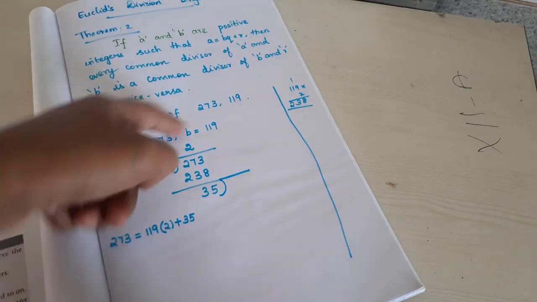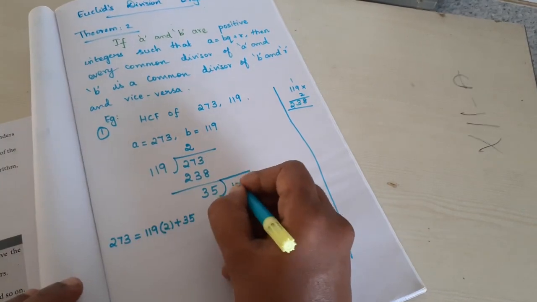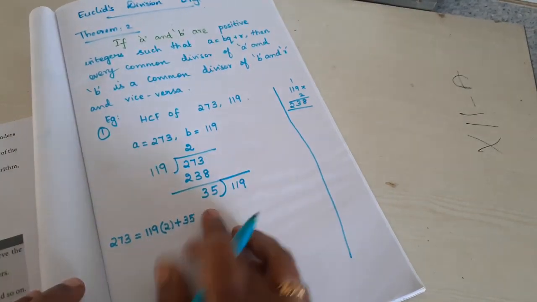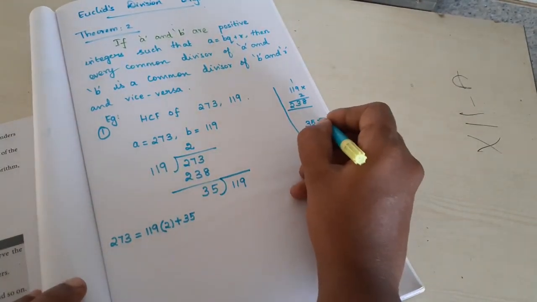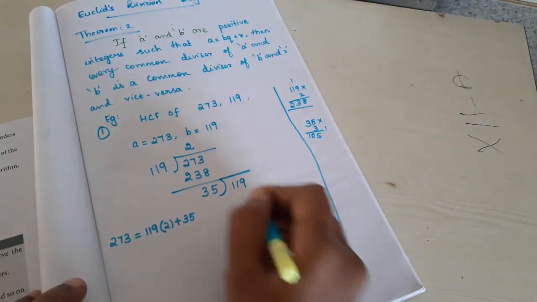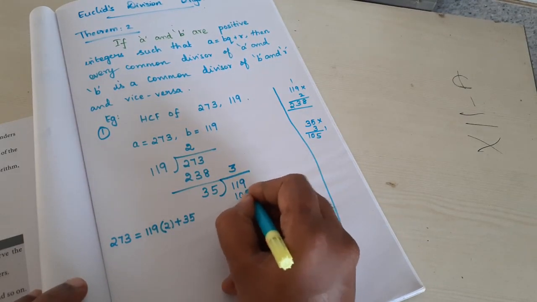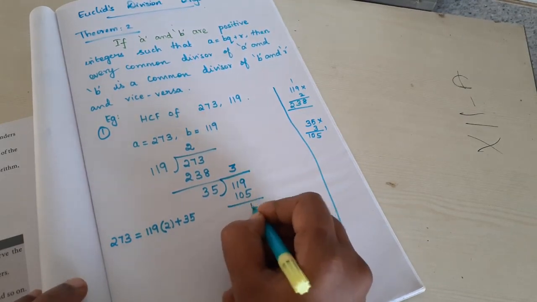Now this 35 becomes the divisor, and this dividend 119 will come inside. So we need to write the 35 table. 35 into 3, how much? 3 times means 105. So what is the remainder? 14.